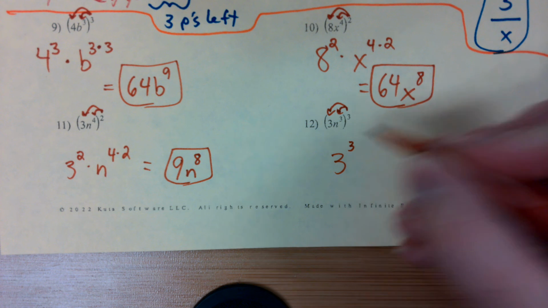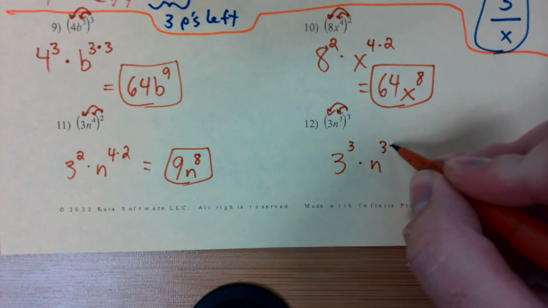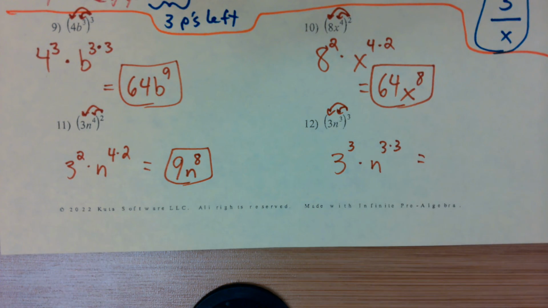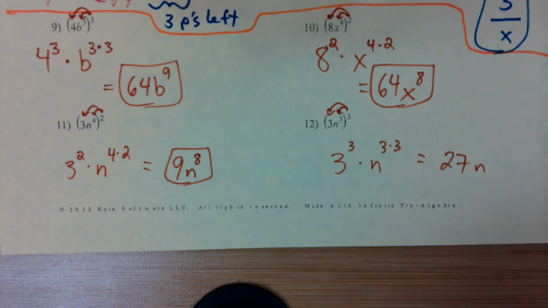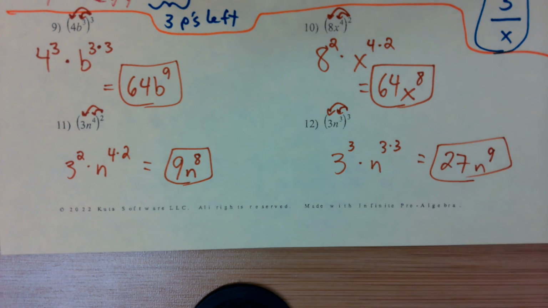Number 12, same thing. Now we got an exponent of 3. 3 times 3 is 9. So 3 times 3 would be 9. We got to multiply it by 3 again, and we get 27. 27. Awesome. Thank you, Isabella. N is our variable. 3 times 3 is our power, giving us 9, right? Questions? I would love to answer them if you have them. It's okay if you don't.